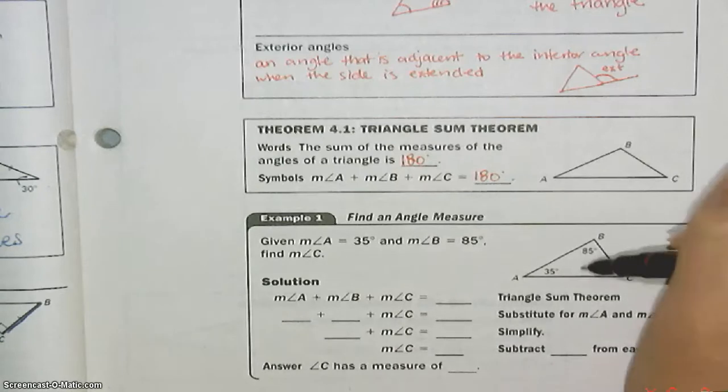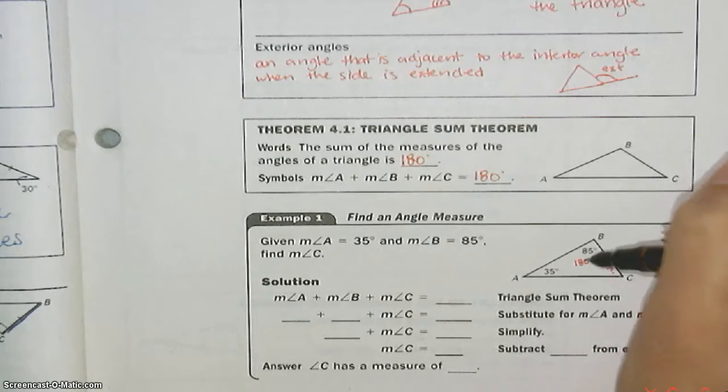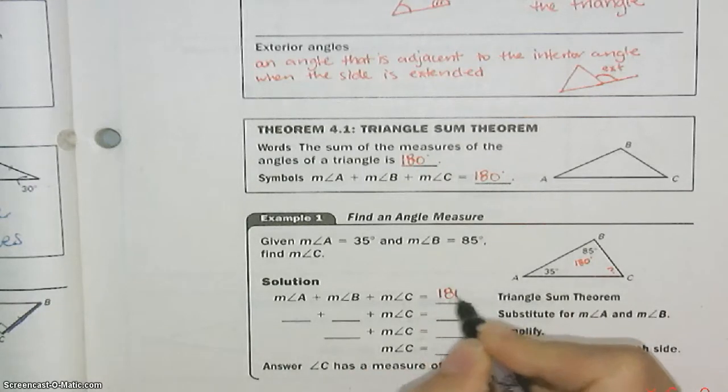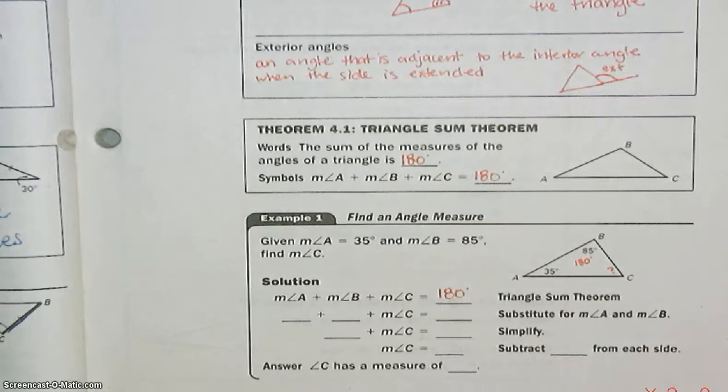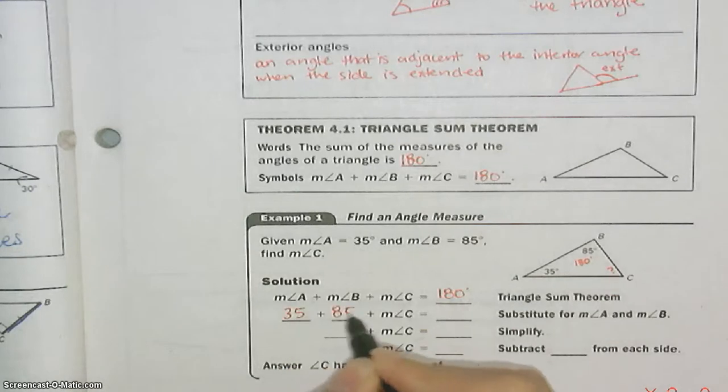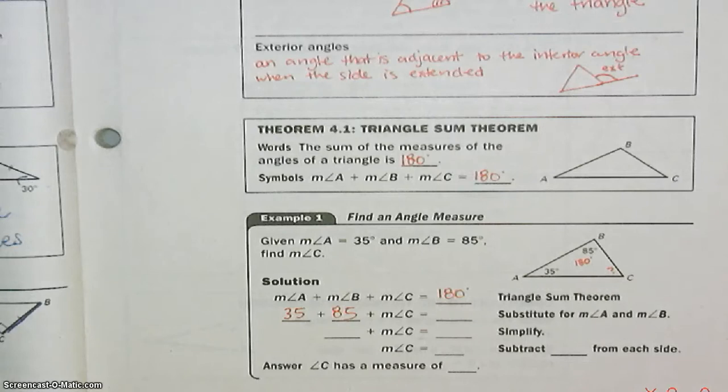Well, we just learned that there is 180 degrees in the interior of a triangle. So all three of these together have to make 180. And we already have 35, and we already have 85, so how much more do we need? You can write out the equation, or some of you can probably figure it out. Let's see, how much do we already have? We already have 35 plus 85. And 35 plus 85 is 120.